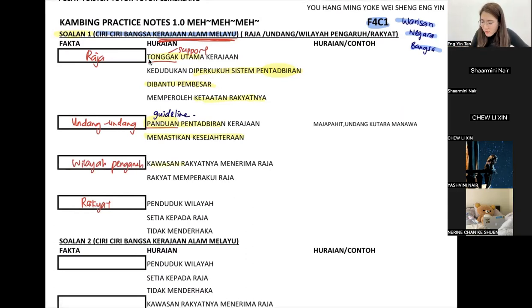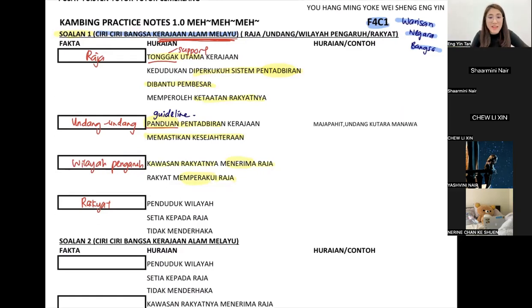Understand? Kawasan rakyatnya menerima memperakui raja. They accept and they admit and they recognize the king's order. They follow the instructions. So the moment you recognize and you accept, like I menerima, I accept this person as my leader. I will listen to him. I will follow him. So therefore, this area is wilayah pengaruh. Boleh faham tak?